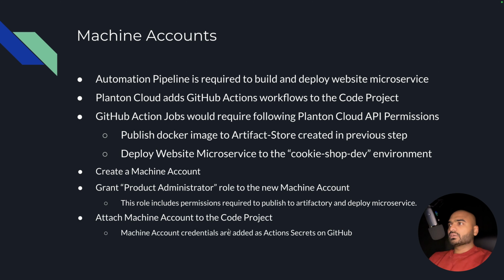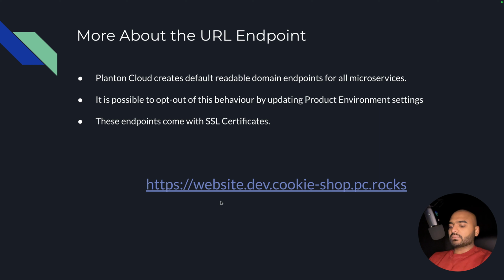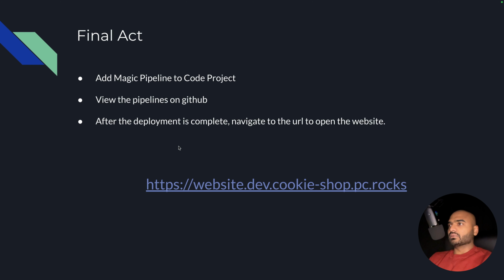We will move on to the next step, which is the final act. We want to add a CI/CD pipeline to the code project, and once the pipeline is added to the code project, GitHub will kick off GitHub Actions, which will essentially build the project and deploy it to the dev environment. After the deployment is complete, we should be able to navigate to this URL and see the website working.